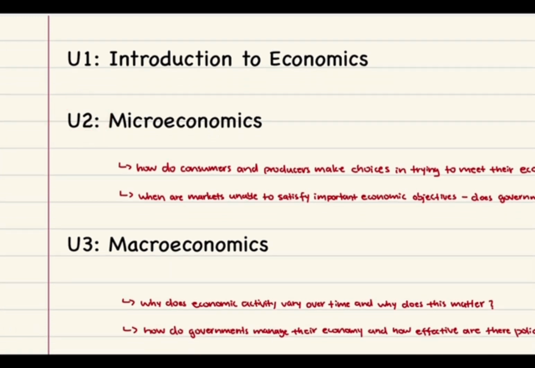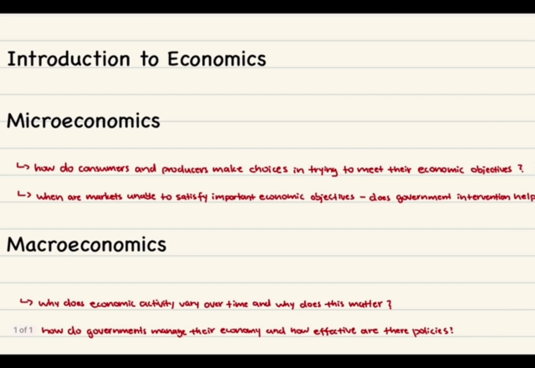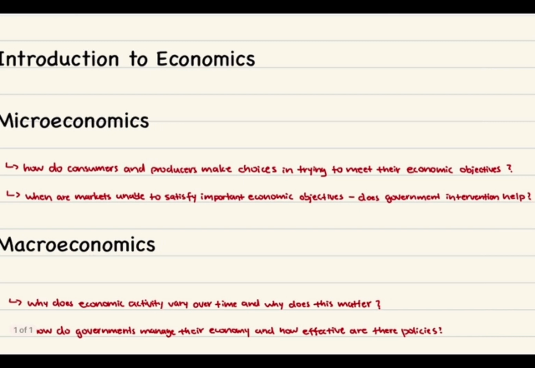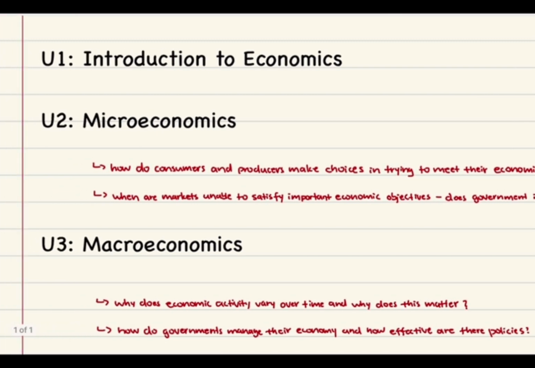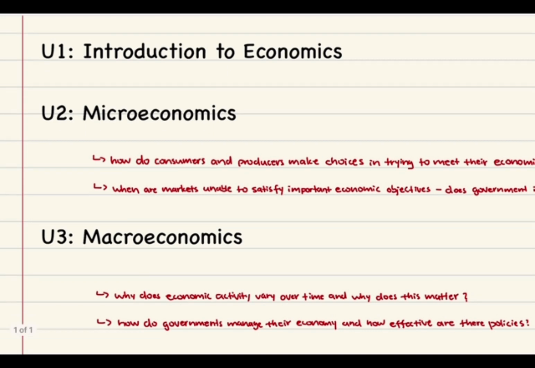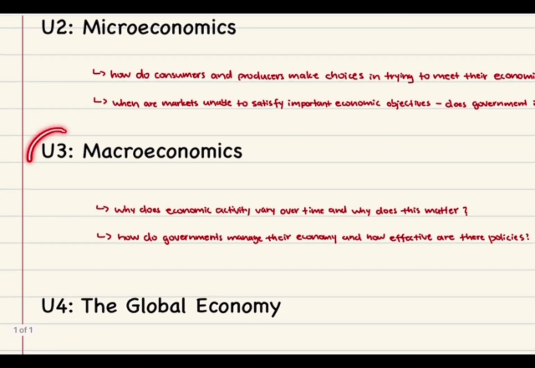Starting from this unit, we begin to uncover 6 real-world issues that drive the course of economics. In Unit 2, Microeconomics, the 2 questions that will be covered are: how do consumers and producers make choices in trying to meet their economic objectives? And when are markets unable to satisfy important economic objectives? And does government intervention help? These 2 questions tie with the topic of microeconomics as it covers the details about the interaction between the firms and the households.